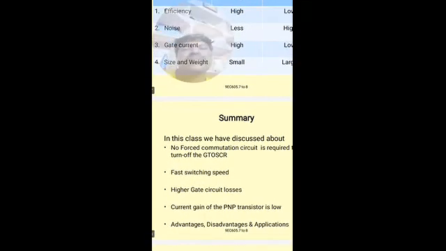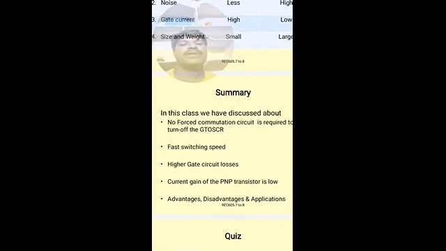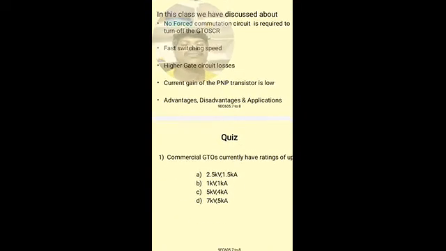So we have discussed that no forced commutation circuit is required to turn off the GTO SCR. Automatically it turns off when we apply a negative gate pulse to the GTO SCR. In this, we have a faster switching speed, high gate circuit losses, and the current gain of the PNP transistor is low. Advantages, disadvantages, and applications of GTO SCR we have studied.